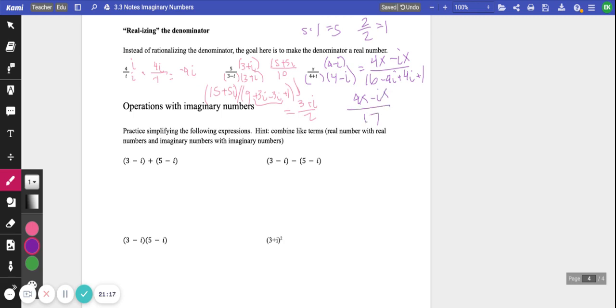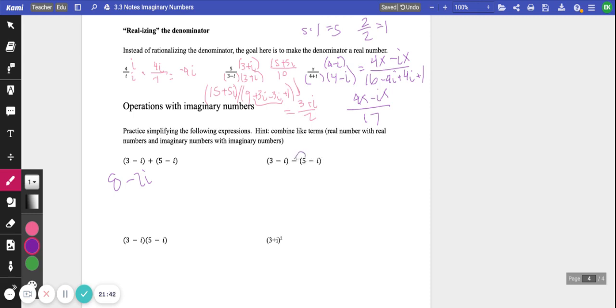Okay, last part is doing operations with imaginary numbers. So we're going to practice simplifying the following expressions. So basically you have to combine like terms. The real numbers with the real numbers, imaginary numbers with imaginary numbers. So 3 plus 5 is 8. Negative i plus negative i would be, now I have negative 2i's. That's it. Here I have 3 minus i minus 5 minus i.